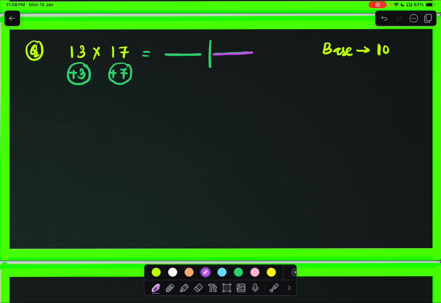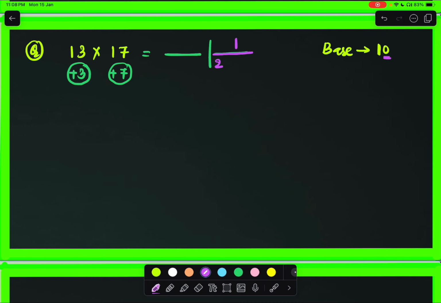So 3 times 7 is 21. Here we can't write 21 directly. 1 we can write, so we need to take 2 as a carry. Here the base contains only one 0, so we need to accommodate only one digit in the rightmost part. That is the thing.